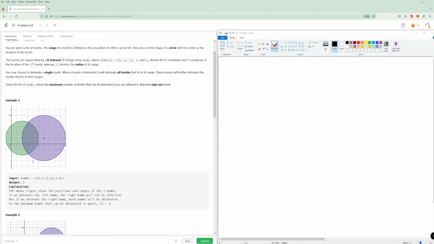So we have two bombs here. It says the above figure shows the positions and ranges of two bombs. If we detonate the left bomb, the right bomb will not be affected. But if we detonate the right bomb, both bombs will be detonated. So the maximum bombs that can be detonated is max(1, 2), which is 2.